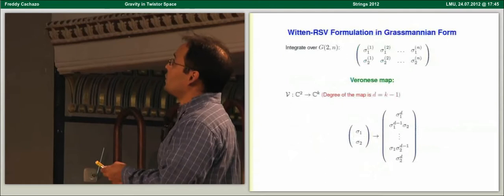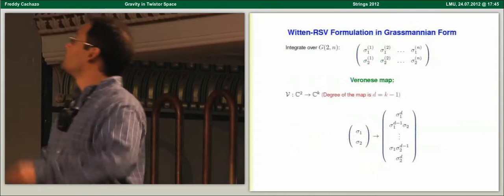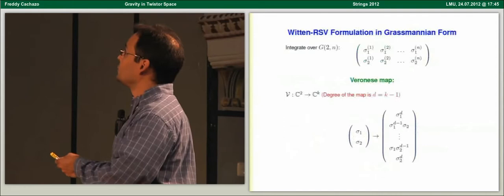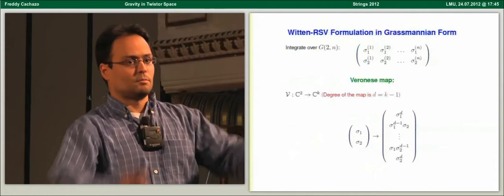But I don't want to think about them as columns, I want to think about them as rows. So I have two vectors in n dimensions, and they define a plane. So this matrix defines for me a plane. Of course, I'm thinking modulo GL2, because changing the basis of the plane should be irrelevant.